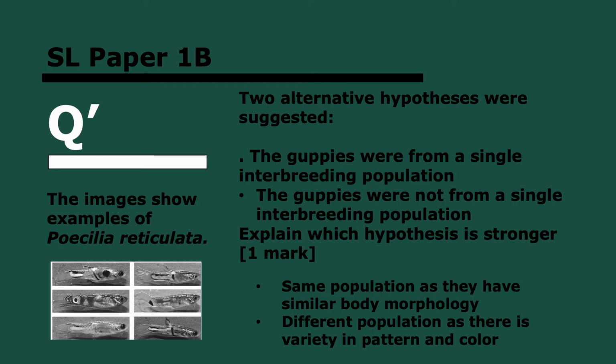The answer is it can be both. You can say that they're probably from the same interbreeding population, so the same species, because they have a similar body morphology. Or you can say that they're from different populations because they have variety in pattern and color, which is the same thing. You can just say that they have different body morphology. So both things go, right? As long as you state it, but you need to take a stance. You can't say both.